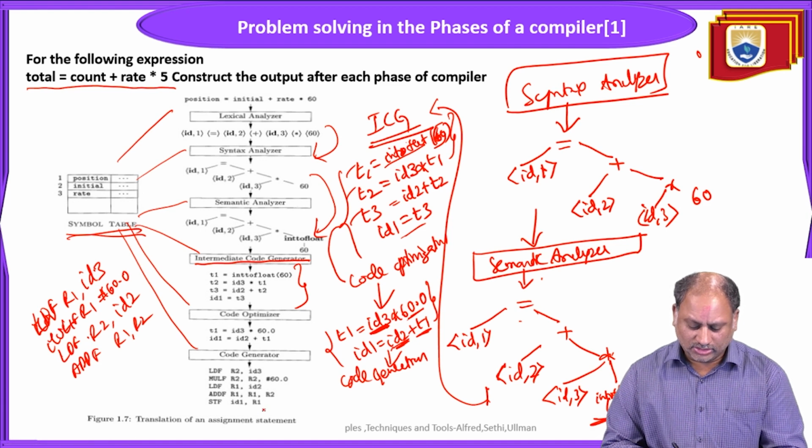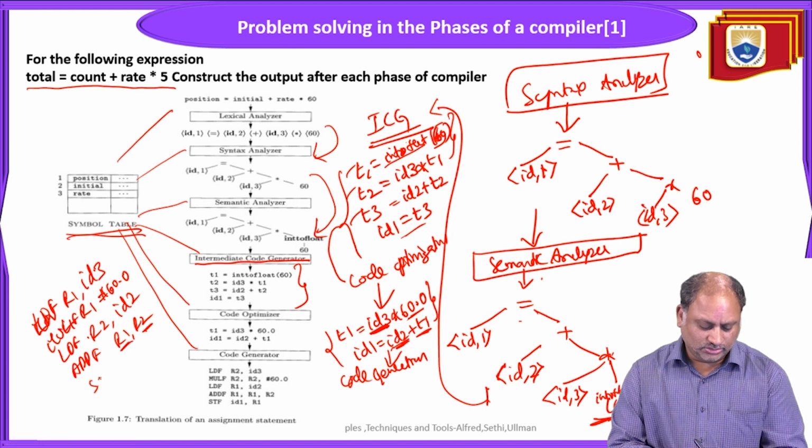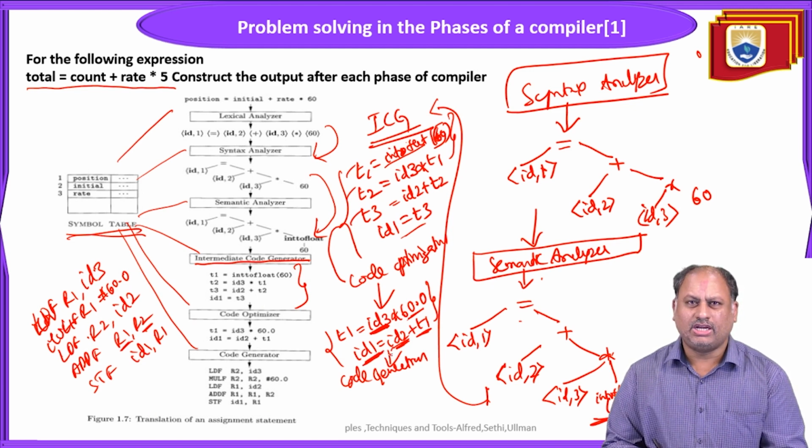R1 was previously loaded, and R2 too. We get the multiplication result in R1. So R1 plus R2 are both added. We get the result, and this result in R1 is stored with STF, store. So identifier 1, R1. That is the final result, which is stored in identifier 1.